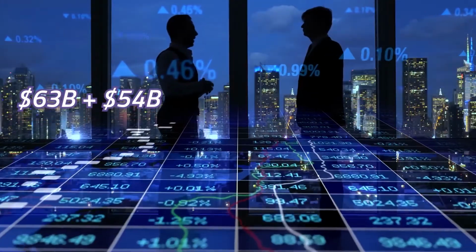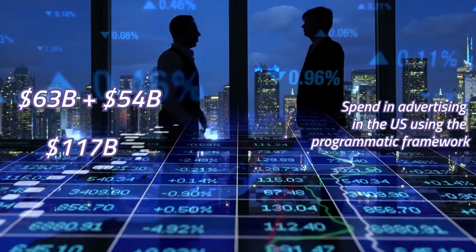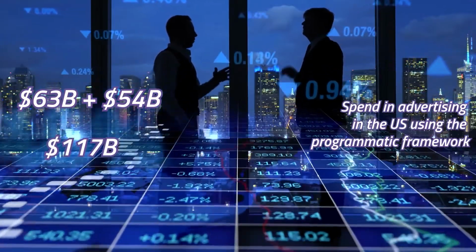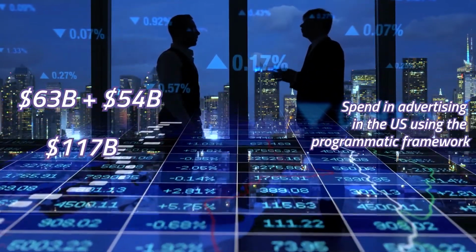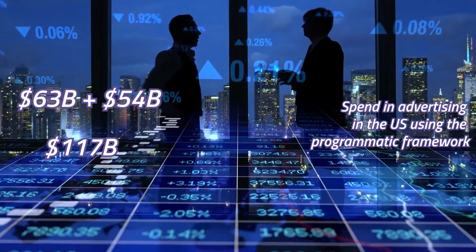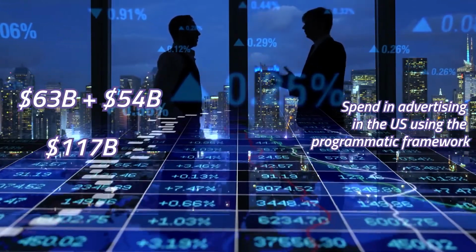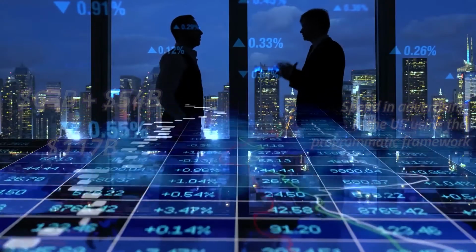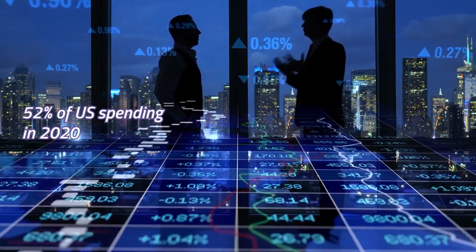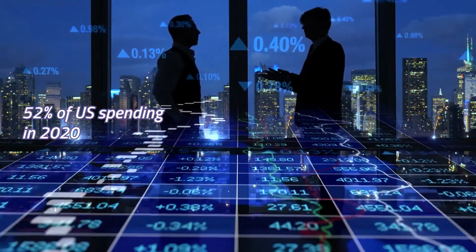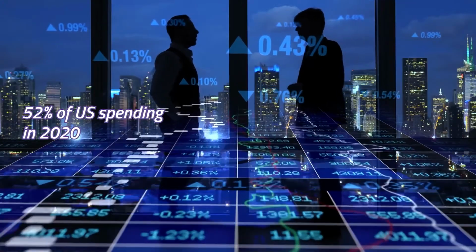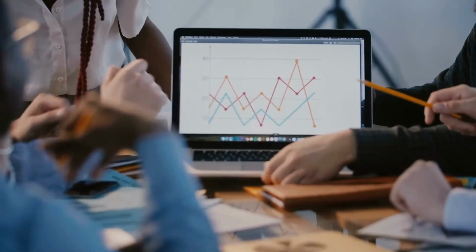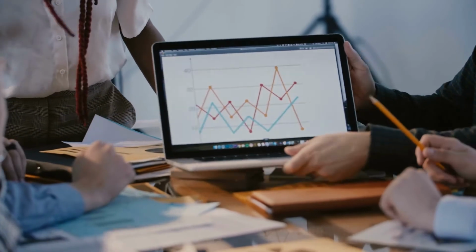So when you take $63 billion and you add $54 billion from search, that adds up to $117 billion in advertising in the US that is bought through data, software, and automation, or the programmatic framework. That represents 52% or more than half of all US spending in 2020. This trend will continue to push more towards digital channels.